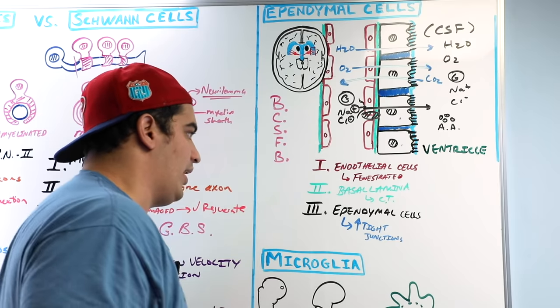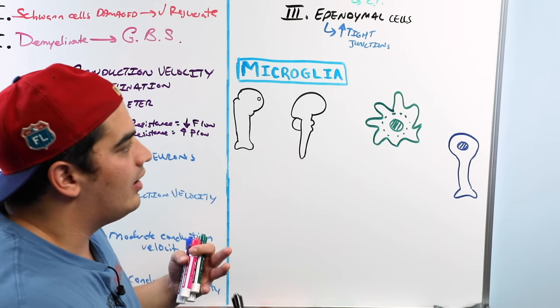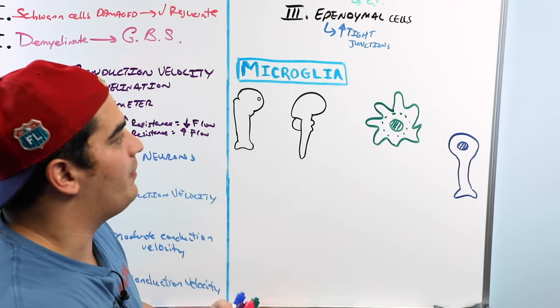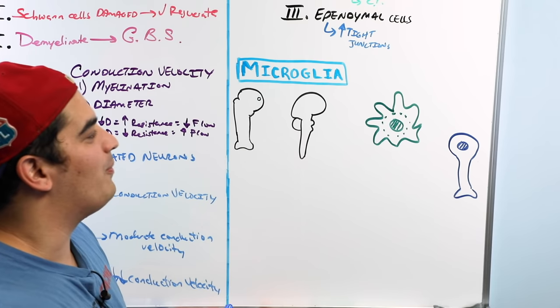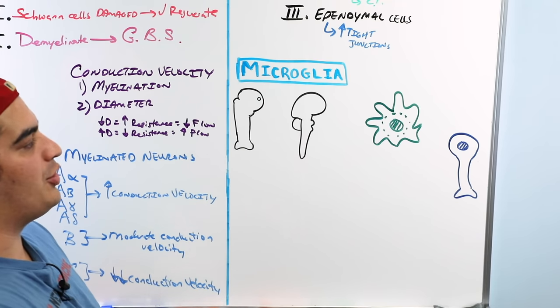Let's move on to microglia. All right, so the last glial cell that I want to cover is microglia. Now, these are really cool, but it's very interesting how they actually come to be.